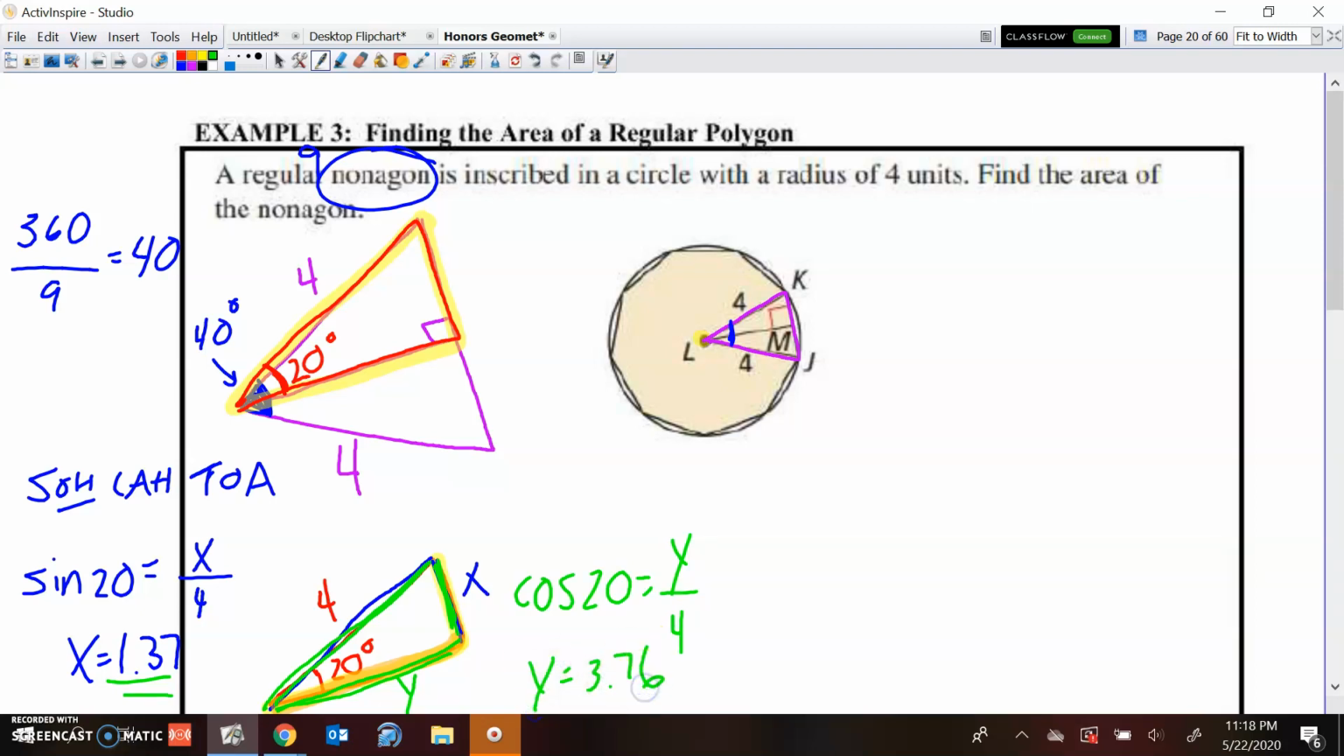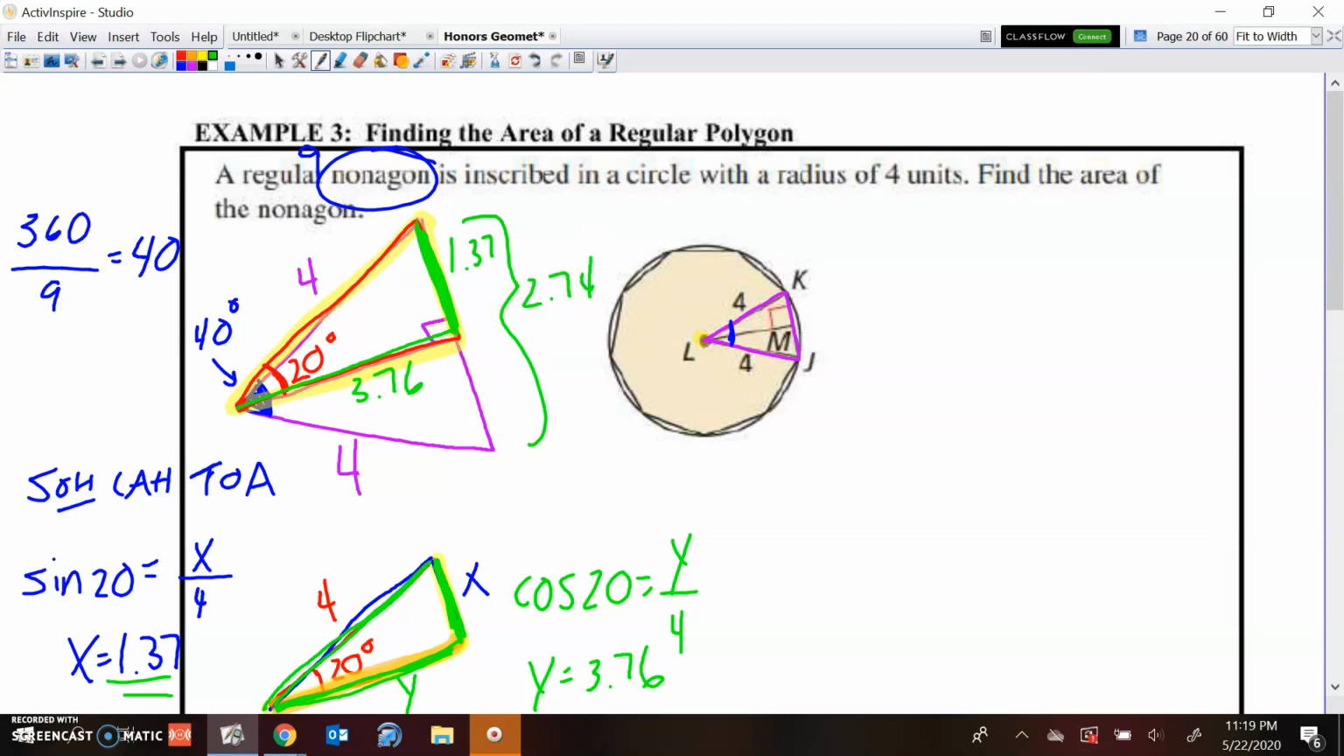All right, so let's sub these back into the picture up above. This distance here is now 3.76 because that was my y. My x is really only half of this, and that's 1.37. So if I want, I can go ahead and double that. And again, that's a rounded value, but that's okay. So I can double that, 1.37, and I'm going to get 2.74.